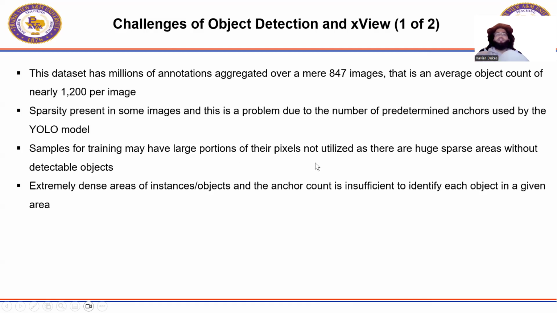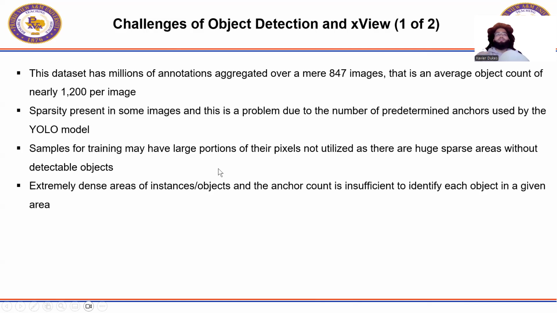Samples for training may have large portions of their pixels unutilized. Like I said, a car only takes up maybe 8 to 16 pixels in an image like that. And when you have a 4K image, that is a gross number of pixels that aren't utilized for detection. So it's a lot of noise that gets put into these models at times.